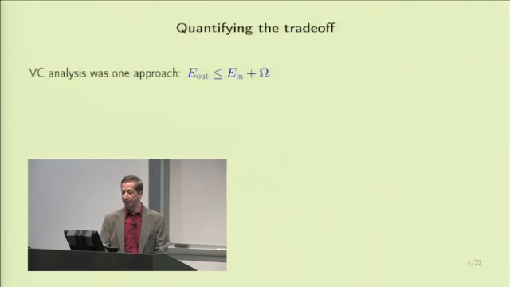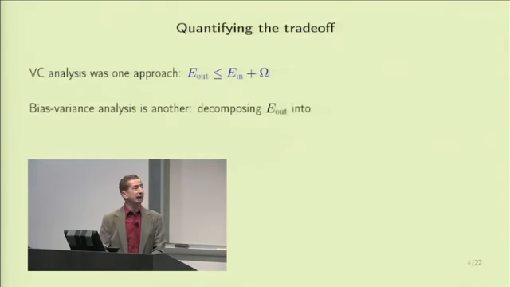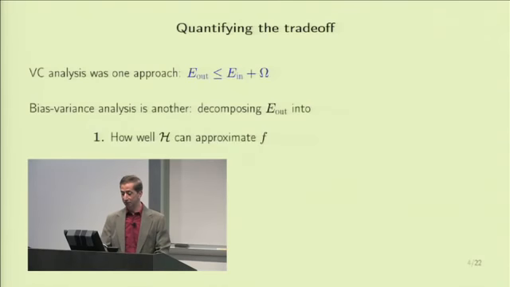Now, the bias-variance analysis has another approach. It also decomposes E out, as you did in the generalization bound. But it does decompose it into two different entities. The first one is an approximation entity. How well can H approximate F? Well, what is the difference then? The difference is that the bias-variance analysis asks the question, how well can H approximate F overall? Not on your sample, in reality.